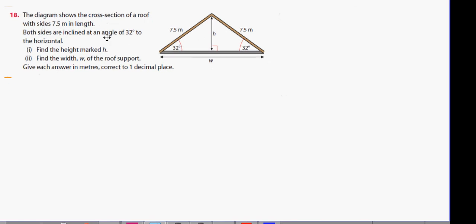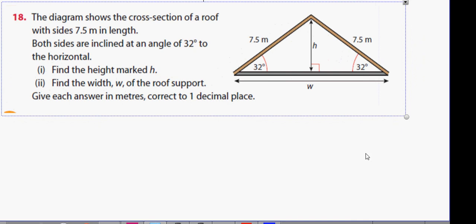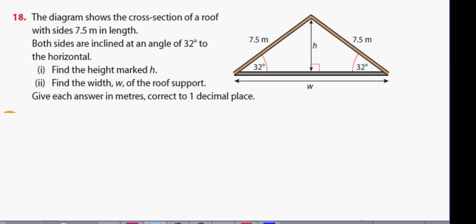The diagram shows a cross section of a roof, with sides 2.5 meters in length. Both sides are inclined at an angle of 32 degrees to the horizontal. Find the height H and find the width of the roof support. Okay. Now lads, just choose one of the triangles to use, right or left. We'll use the left one, or you can use the right one, it doesn't matter.